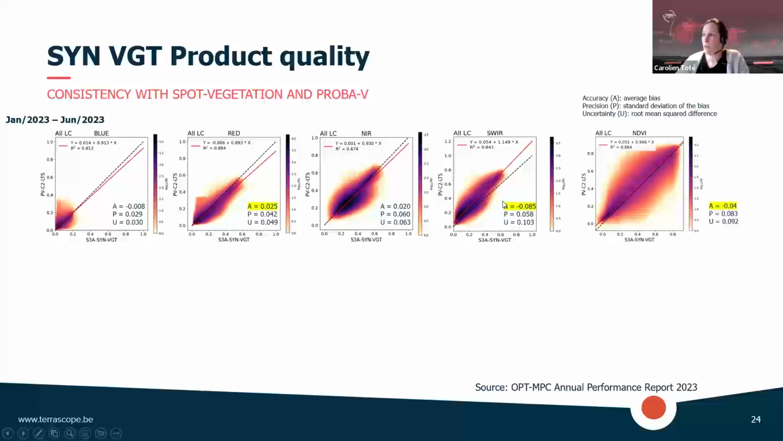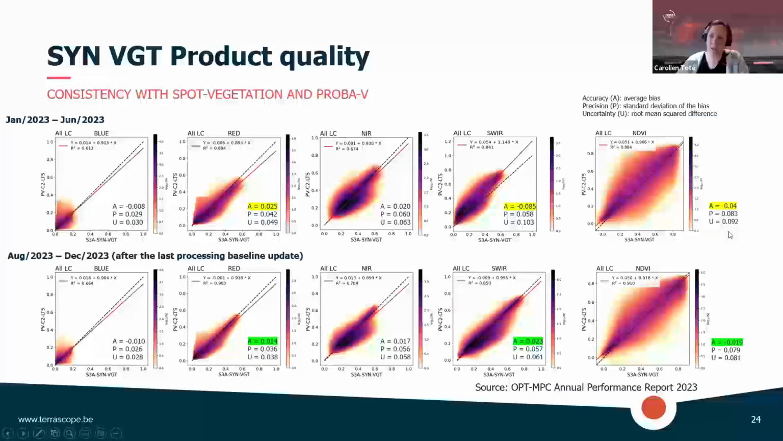But for now, we are more interested in this average bias or accuracy. And you see it's very large for the SWIR bands, quite large also for the red bands. And this results in a considerable bias for the NDVI.